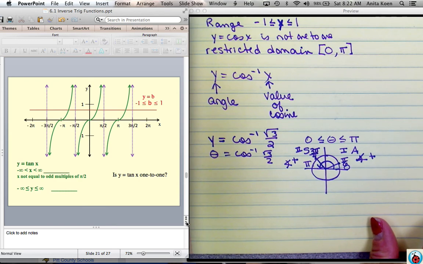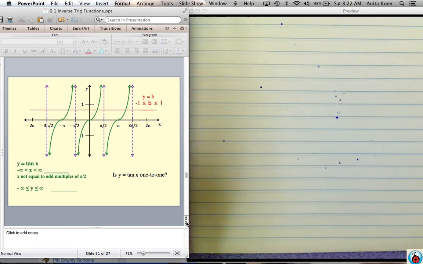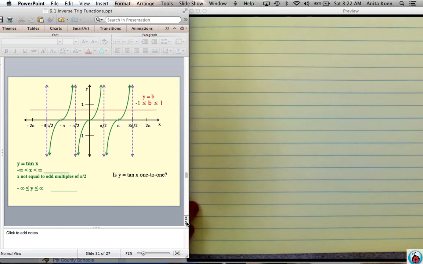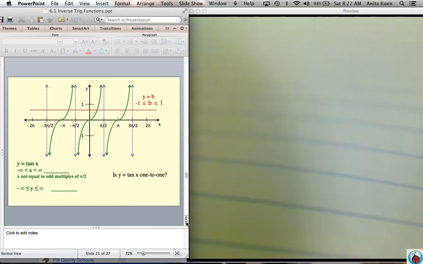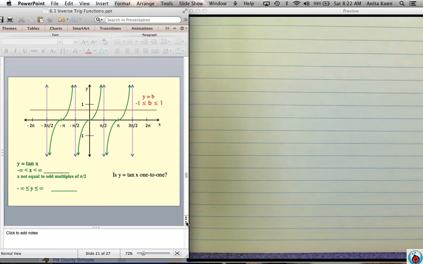All right, now let's look at the tangent function. I'm going to move this paper so that you can see, fresh, the tangent function. Here are your asymptotes at negative pi halves and pi halves. This is your range.